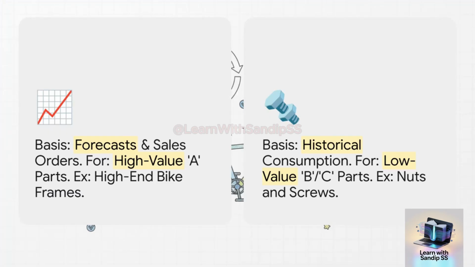So on one hand, you've got deterministic planning. This is for the big, important stuff, the really high-value A parts, like those expensive bike frames. This type of planning is driven directly by actual customer orders and sales forecasts. On the other hand, you have consumption-based planning. This method is way simpler. It just looks at how many you've used in the past to decide when to reorder the less critical, low-value stuff, like nuts and screws.